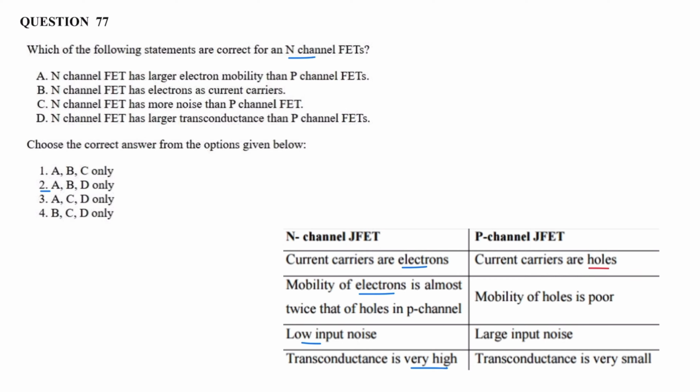Let us see statement A. N-channel JFET has large electron mobility than p-channel JFET. Statement A is correct. Statement B: N-channel JFET has electrons as current carriers. Statement B is correct. Statement C: N-channel JFET is more noisy than p-channel JFET. Statement C is incorrect. N-channel JFET is less noisy. Statement D: N-channel JFET has large transconductance as compared to p-channel JFET. Statement D is correct. Statements A, B, D are correct. Correct answer is option 2.